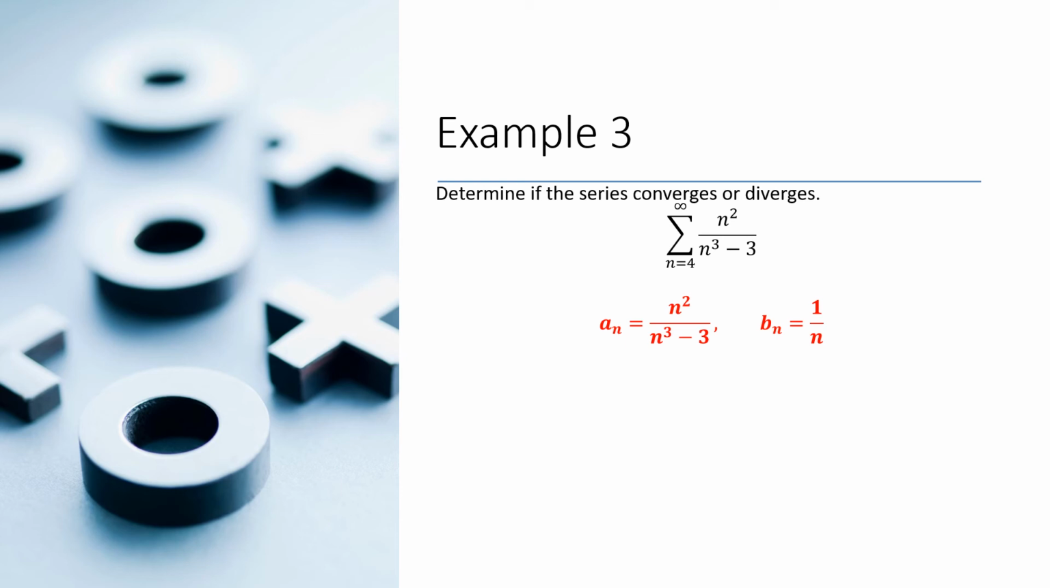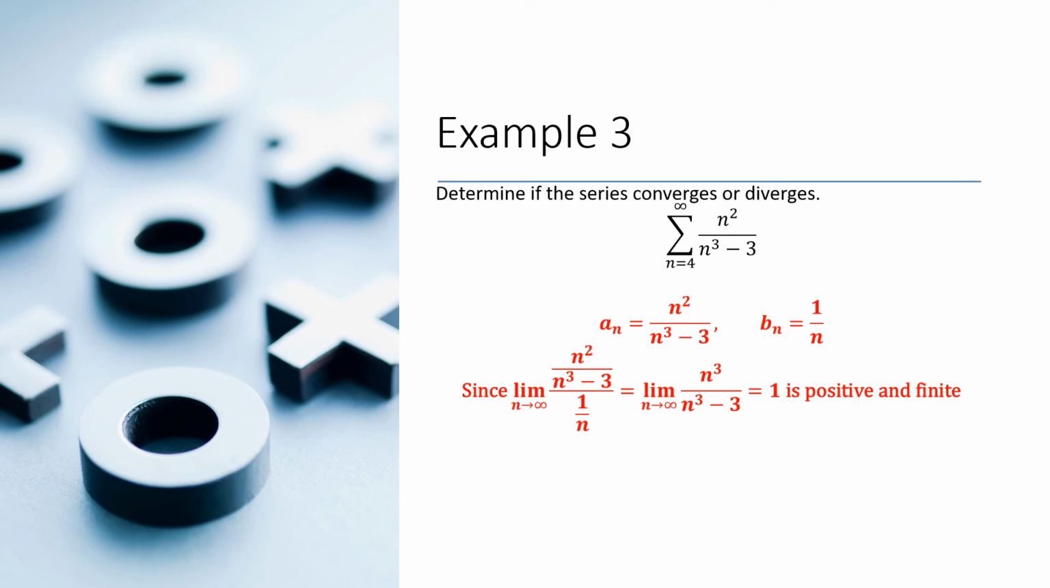And the reason I'm going to use 1 over n is because I know if I multiply n times n squared, then I'm going to get n cubed. And n cubed over n cubed, that limit is going to give me a number that's finite and positive. And so I'm going to do the limit as n approaches infinity of n squared over n cubed minus 3 over 1 over n.